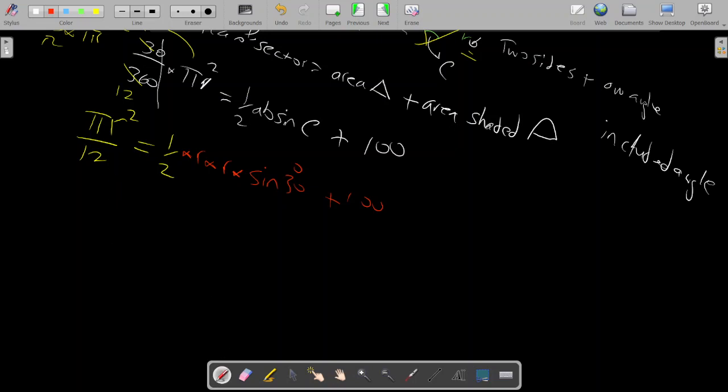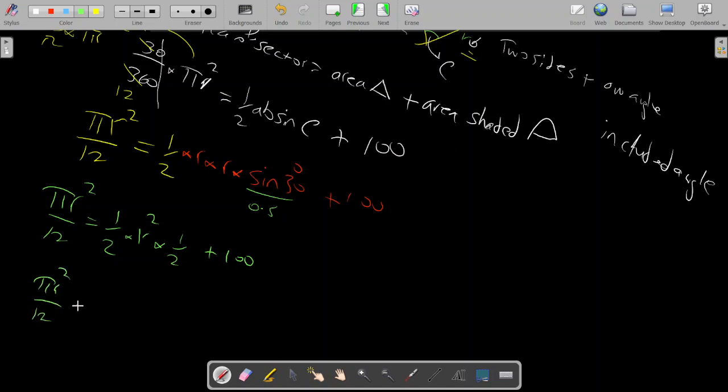Now we're going to try to simplify this into more terms. This is going to be pi r squared over 12 equal to half multiplied by r squared, since I have two r's, multiplied by sine 30. Sine 30 is equal to half, which means I'm going to multiply by half, plus 100. Half multiplied by half is going to be 1 over 4. So it's going to be equal to r squared over 4 plus 100.